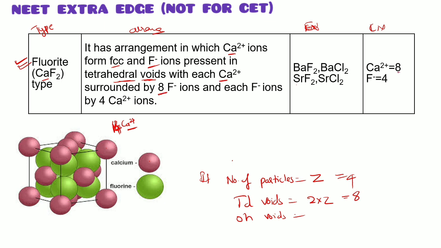Hence remember, in this case, each Ca2+ is surrounded by 8 F-. Hence the Ca2+ coordination number is 8. Remember, 1 Ca2+ is surrounded by 8 fluorine, hence the coordination number of calcium is 8. But 1 fluorine is surrounded by 4 Ca2+, hence the coordination number of fluorine is 4. So remember, it is not that these are the number of fluorine and these are the number of calcium. It is not like that. 8 is nothing but Ca2+ surrounded by 8 F-, 4 is nothing but 1 F surrounded by 4 Ca2+. These are examples of the fluorite type of structure.